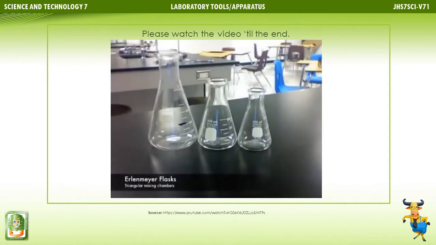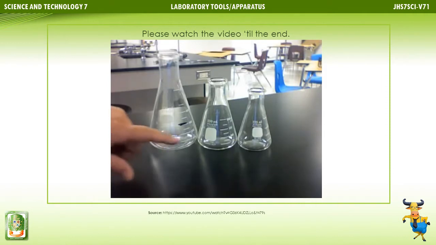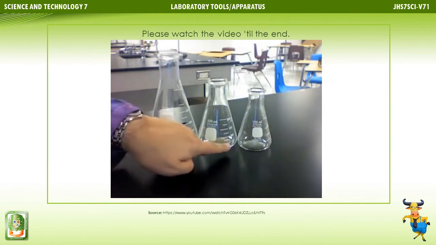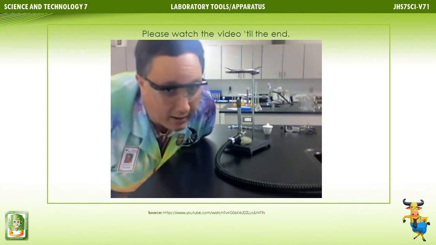These are called Erlenmeyer flasks. They're a little different from the beakers in that they do have a triangular shape. They still will measure general amounts of liquid. We still wouldn't want to use them for an exact amount, but you could measure an approximate amount with these graduations.